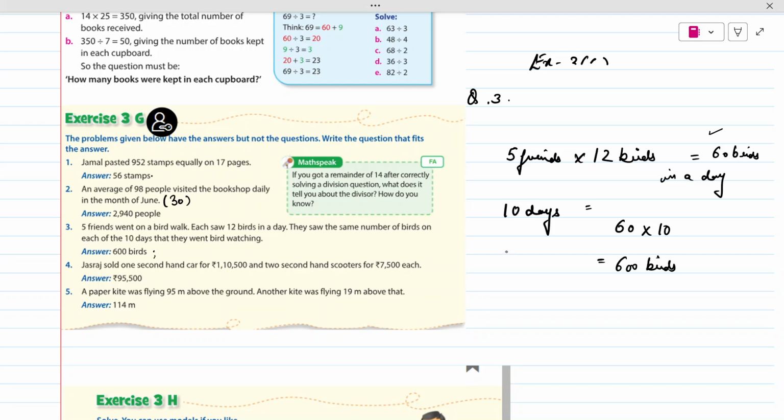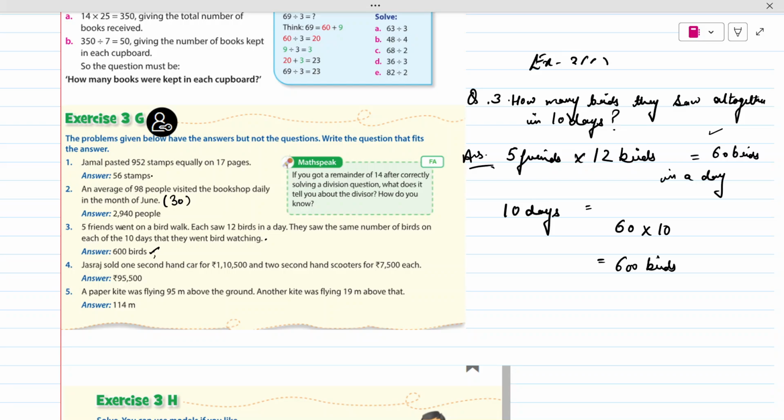So kids, what we have to find out here? We have to find out how many birds they saw all together in 10 days. Okay, so I'm writing here how many birds they saw all together in 10 days. Okay, so I hope this is clear, because in the answer we have 600 birds.